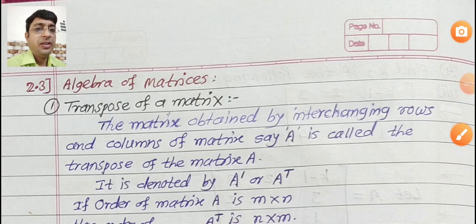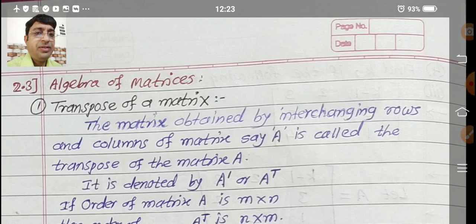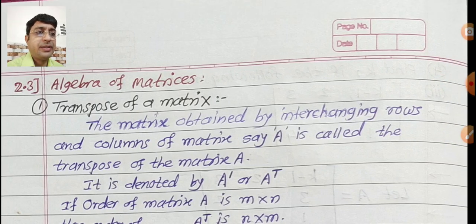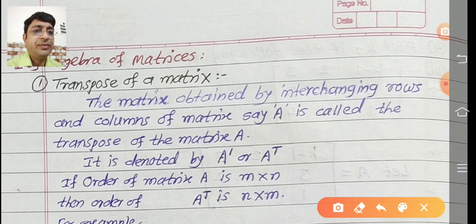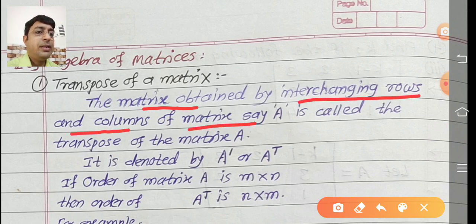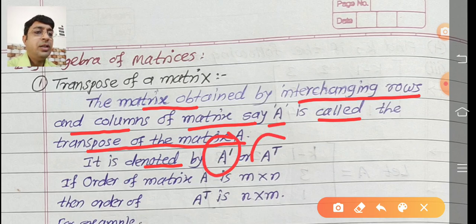Students, today we start algebra of matrices. First type is the transpose of a matrix. So what is the meaning of this? Now check. The matrix obtained by interchanging rows and columns of a matrix, say A, is called the transpose of matrix A. It is denoted by A dash or A raised to capital T.